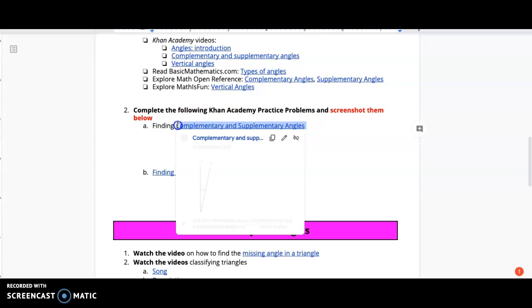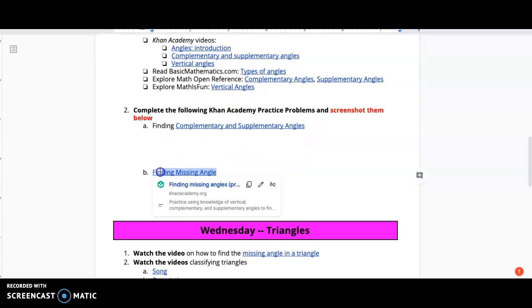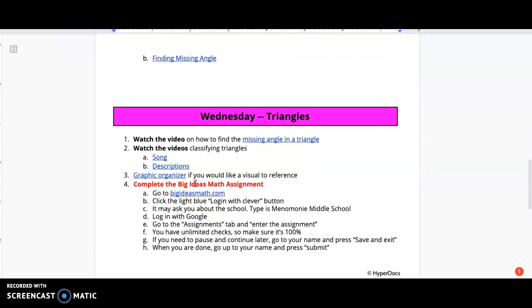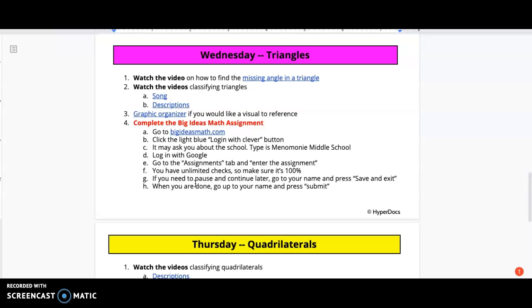This one, I believe, is about 4 problems long, and this one is about 7. Okay, so you're just going to take a screenshot below. All right, then Wednesday is you're watching a video about finding the missing angle in a triangle. There's also, for classifying angles, a song. I know some of you did say you liked the song videos. And then there's a description, and there's a graphic organizer. So these are all going to be just the things you're going to watch or read. And then there is that big ideas assignment again for finding missing angles of a triangle.